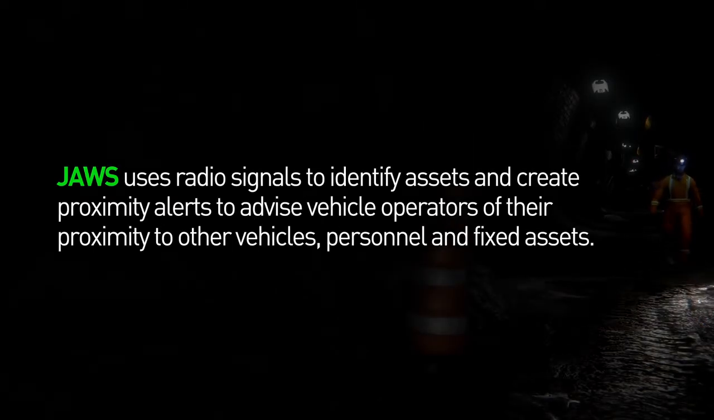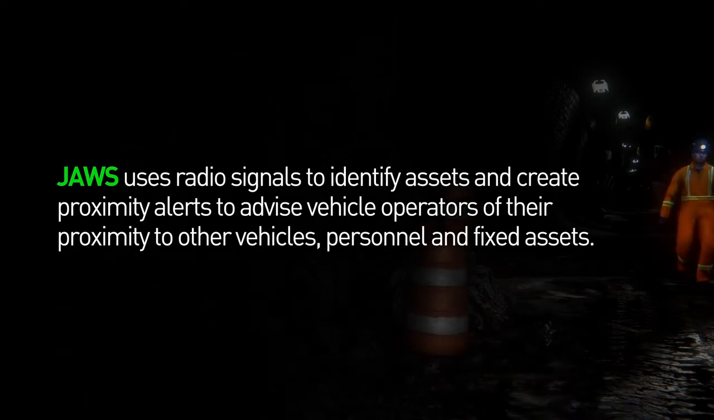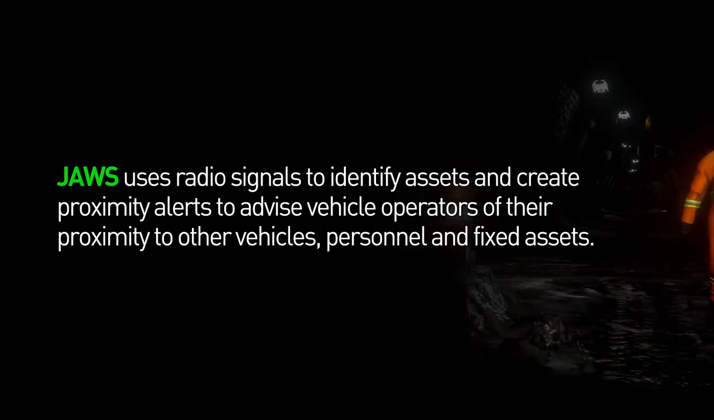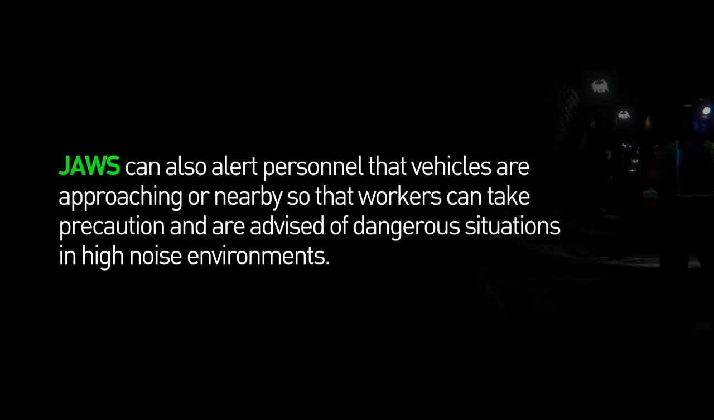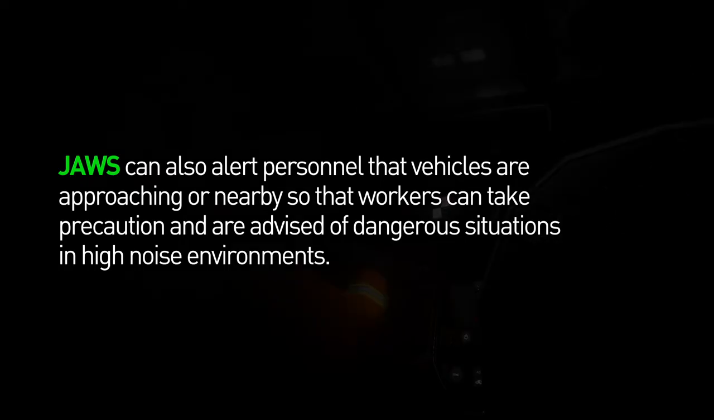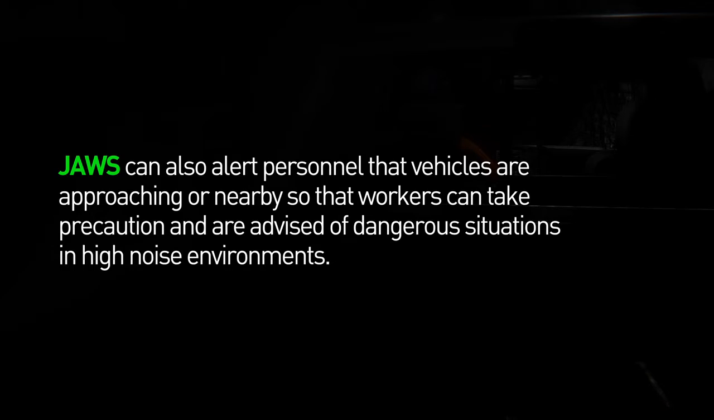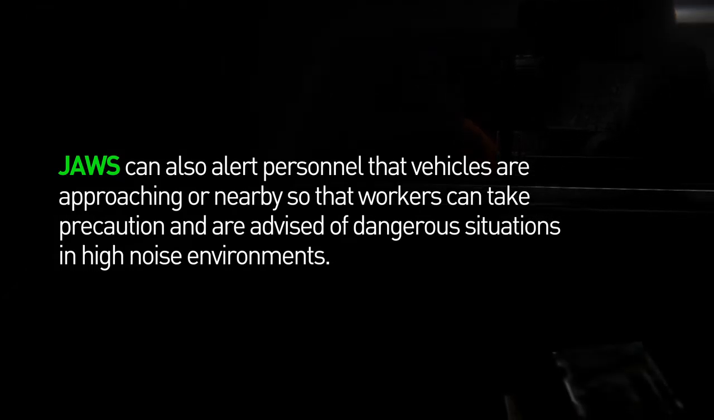J.A.W.S uses radio signals to identify assets and create proximity alerts to advise vehicle operators of their proximity to other vehicles, personnel, and fixed assets. J.A.W.S can also alert personnel that vehicles are approaching or nearby so that workers can take precaution and are advised of dangerous situations in high-noise environments.